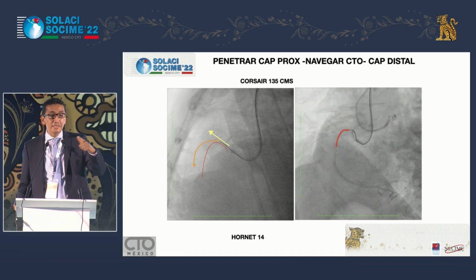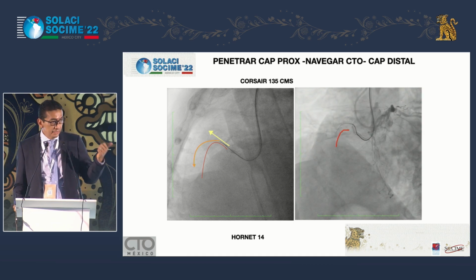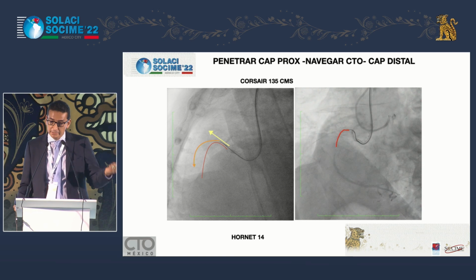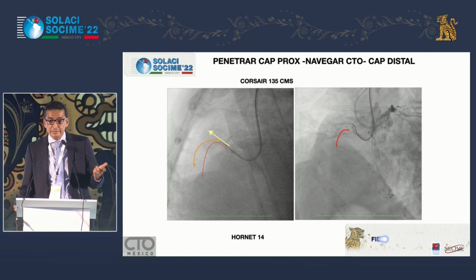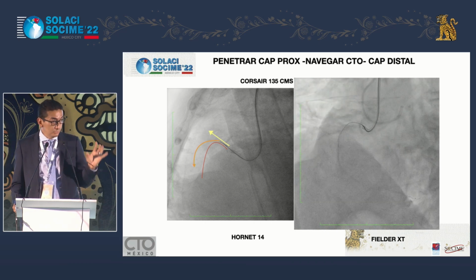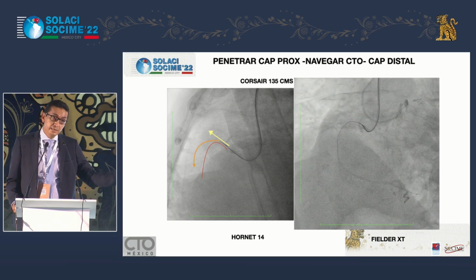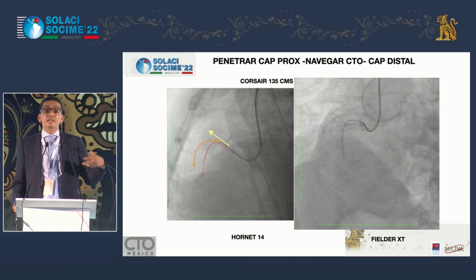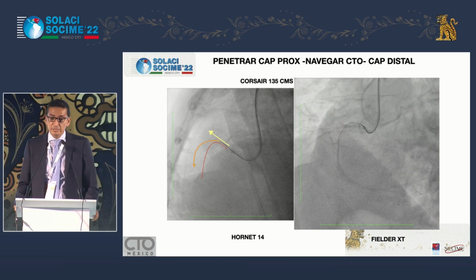Una Hornet no va a dar esa vuelta. Entonces, en ese punto, ustedes descalan. En este caso, descalamos por una Fielder XT. Navegamos a través de la estructura de la oclusión total crónica y afortunadamente en este caso no hubo que hacer reentrada, salió cruzando el cap distal.